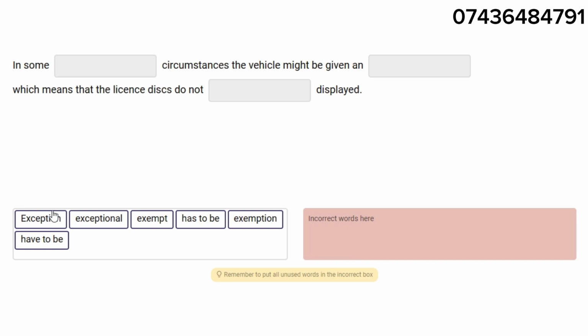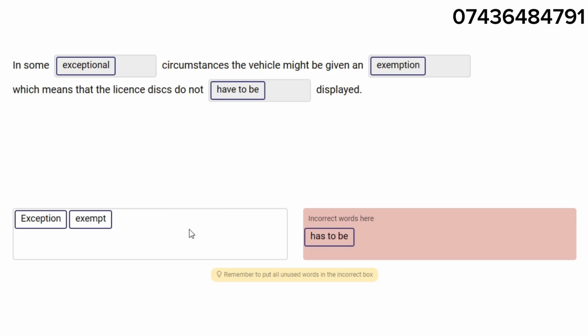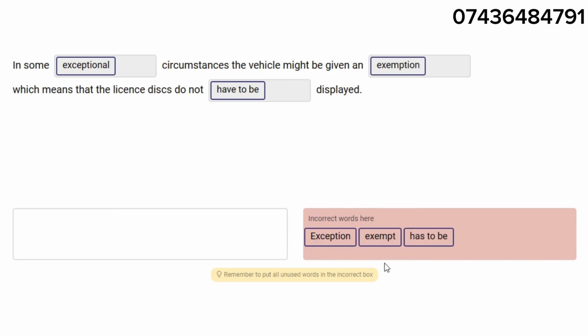Next question. The answer will be, in some exceptional circumstances, the vehicle might be given an exemption. It will be this exemption, because this is capital and this is small letter, and we will use small letter in there. Which means that the license disc does not have to be displayed. So we will put this here.